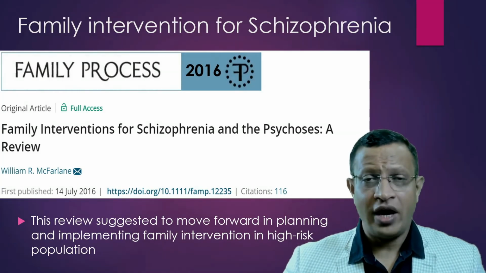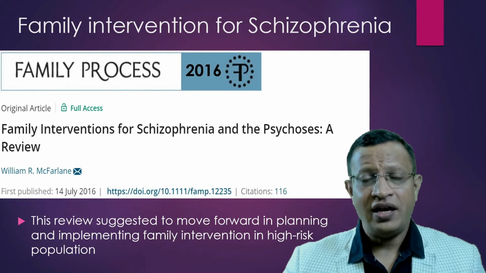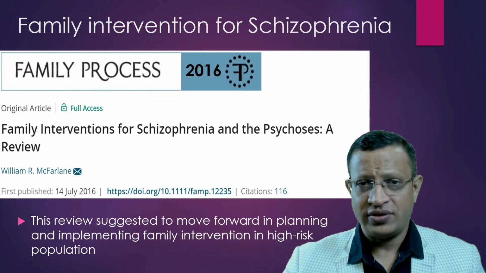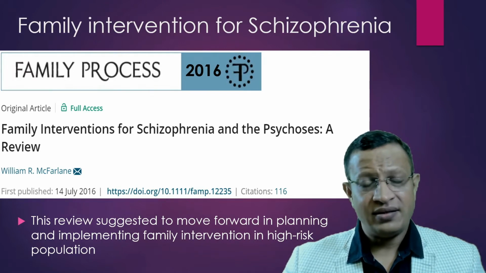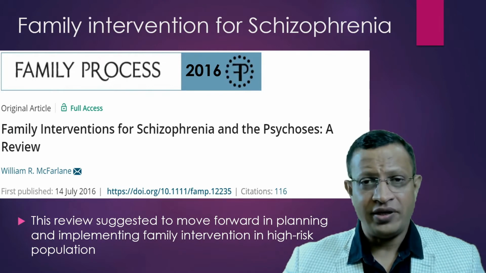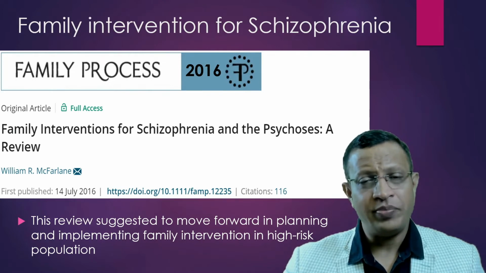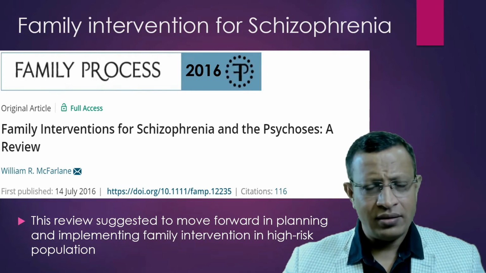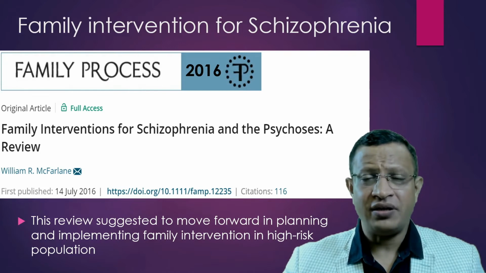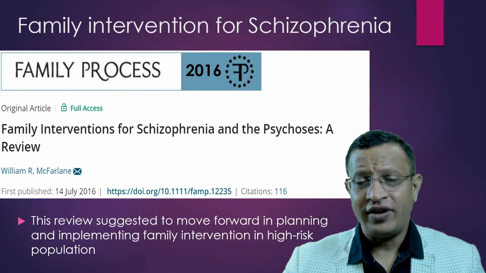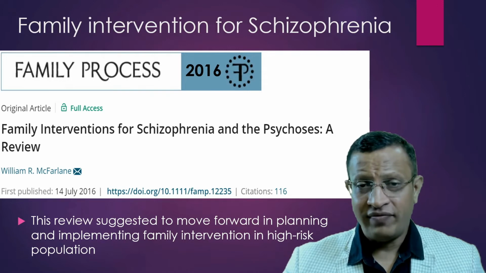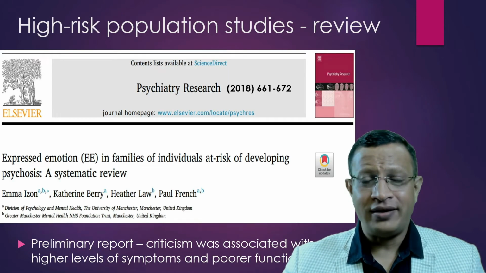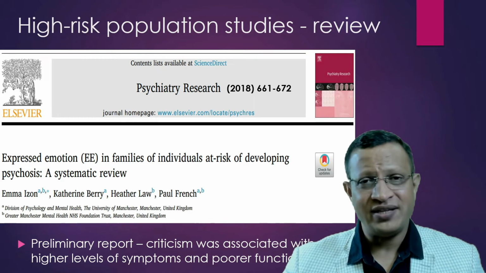Further, another important review article was published in 2016 in Family Process. This was written by McFarlane. The title of the study was Family Intervention for Schizophrenia and Psychosis, a review. In this review article, the author clearly mentioned expressed emotion played a crucial role in prediction of relapse. Not only that, the author suggested that why not implement the family intervention for persons with high risk of developing psychosis. This opened floodgates.